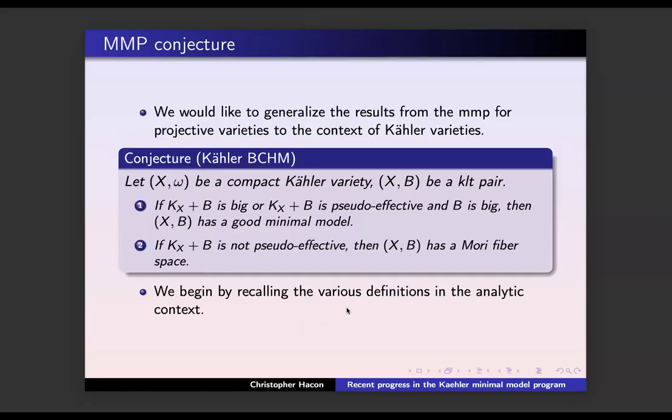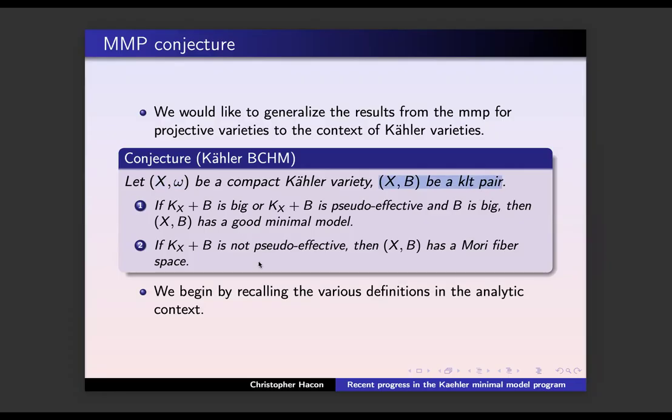So what's the big goal here? We would like to generalize the results from the Minimal Model Program for projective varieties to the context of Kähler varieties. So ideally, we'd like to prove the Kähler version of the results from BCHM. So what would that look like? So we consider a compact Kähler variety. So X is my compact complex variety. Omega represents a Kähler form. And I'm considering some KLT pair. So I'm assuming that pair is KLT.